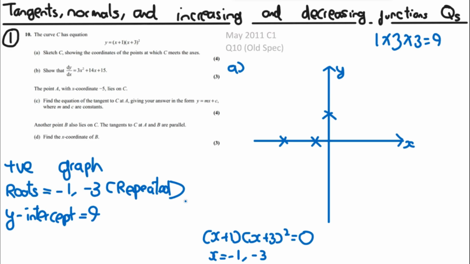And then we just sketch a positive graph that goes through these coordinates, remembering that this -3 is a repeated root, so it's going to look like this, where it comes up, touches this here, and then goes back up like that to that root, and then goes up like that. And we need to show the coordinates of the points where C meets the x-axis. So this is -3, this is -1, and this is 9. Therefore, that's the curve. So that's the final answer.